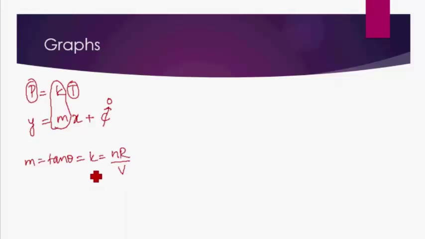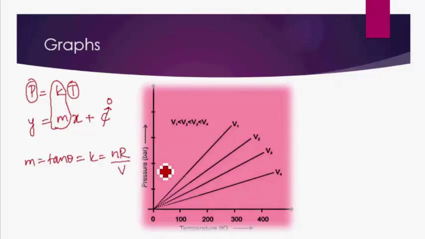Your graph will look something like this. Let's focus on only one single straight line, say the one belonging to V1. Let's forget about the rest of the three straight lines.